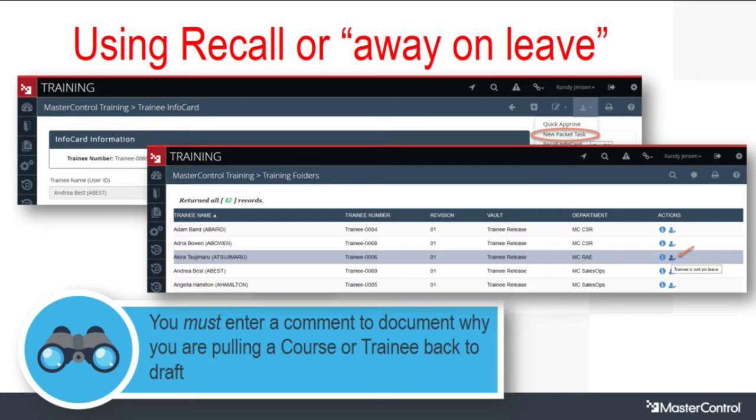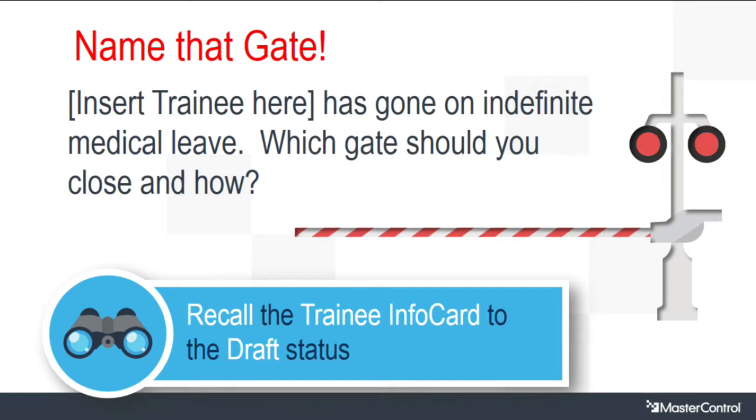But there's two ways to do it. Sorry, when you're saying using recall, is that the on leave thing? Yes, you got it. So that's what I was going to say. There's two ways to do it. You can either recall their trainee info card back to draft, because if it's in draft, that's MasterControl's signal of don't send this person any training.